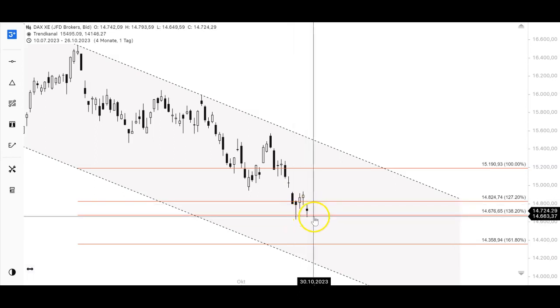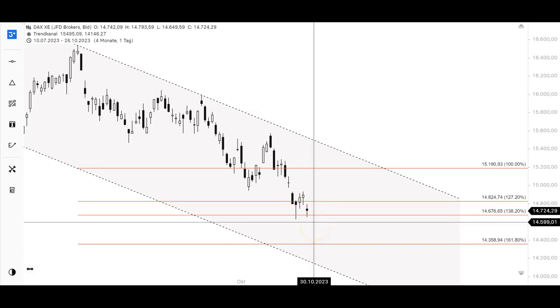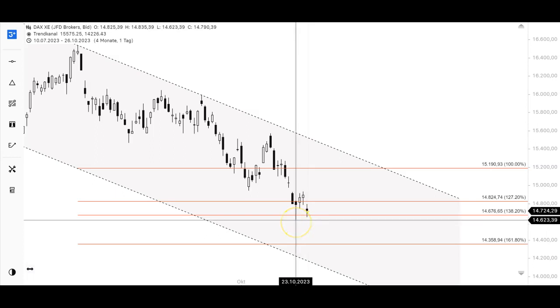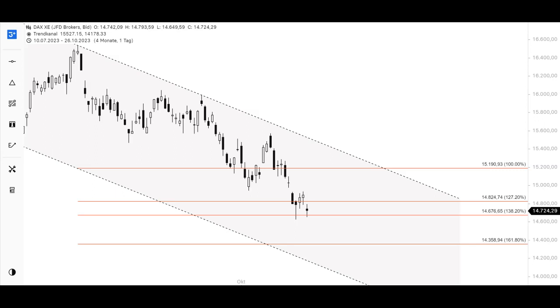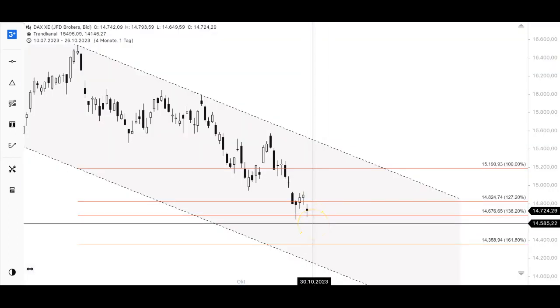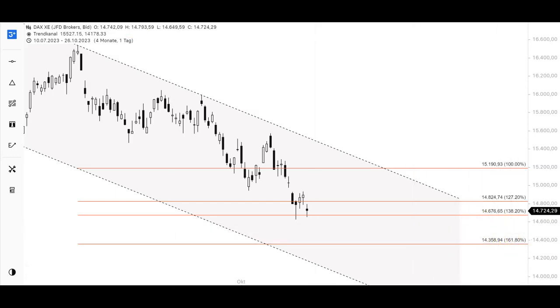I can tell you the futures actually kept dropping with the US markets on Friday. And I tried to catch a little bounce there, but I think it's a bit too early. Keep in mind that we still have the 161 expansion at 14,358 still open, and if we keep dropping on Monday or next week, have that level in mind.